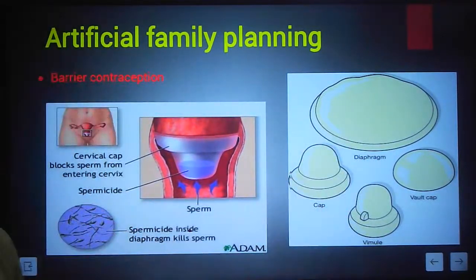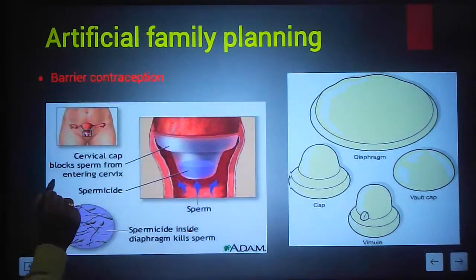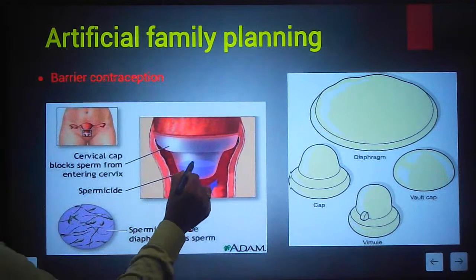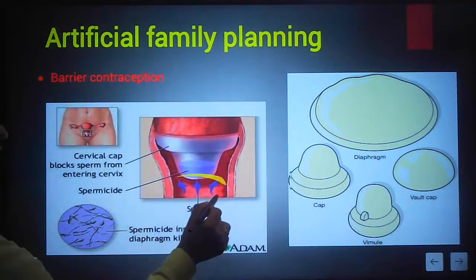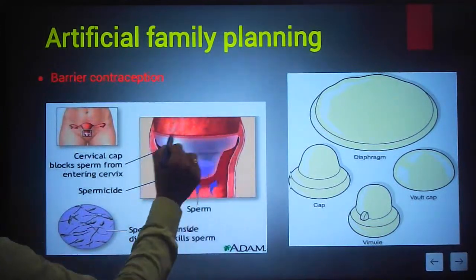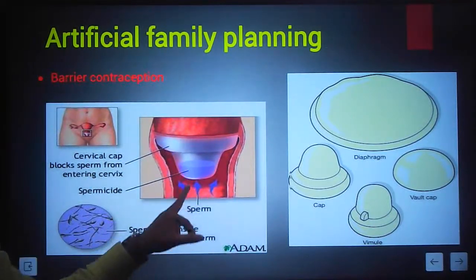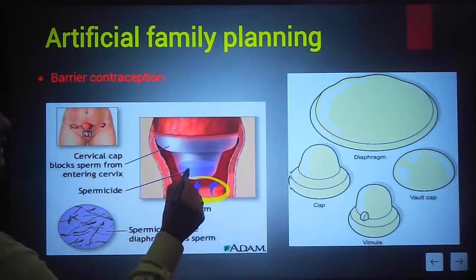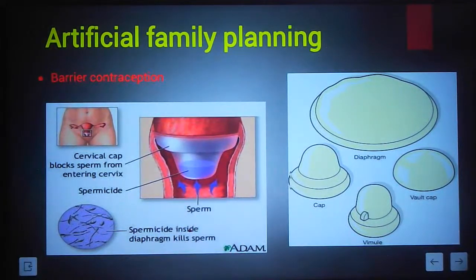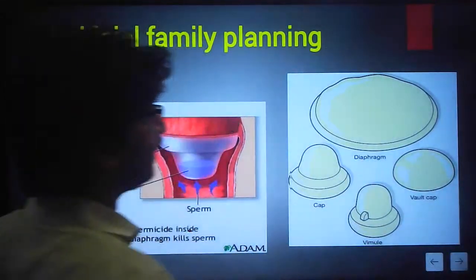They can also use the cervical cap, the vault cap. Here you could see the cervical cap. The cervical cap blocks the sperms from entering the cervix, and it is loaded with spermicide. Spermicide means it will kill the sperms. When the sperm comes over here, that is the reason I told you this has to stay in after the intercourse for at least a minimum of 6 hours. Meanwhile, the spermicide will kill all the sperms. Then after 6 hours, you can remove the cervical cap or the diaphragm. So this is a barrier technique that you can use.